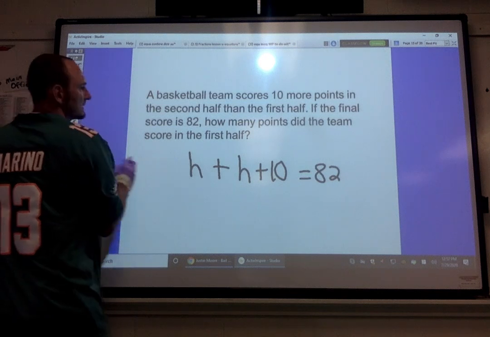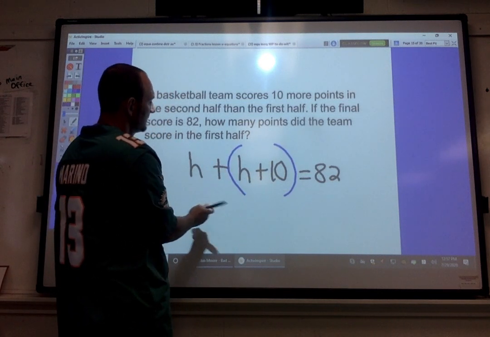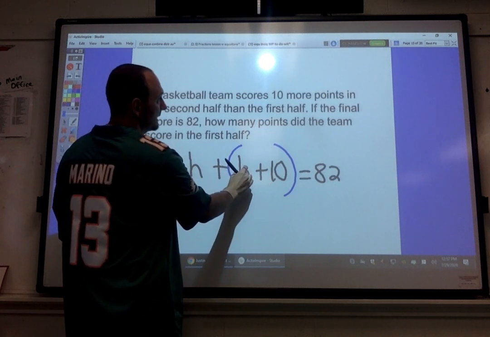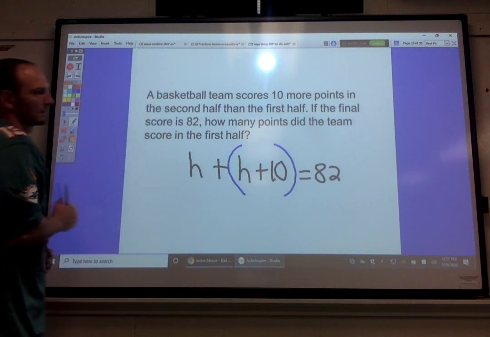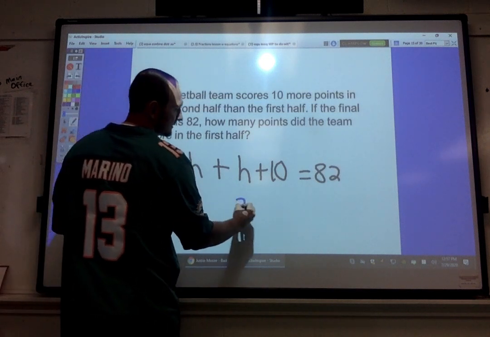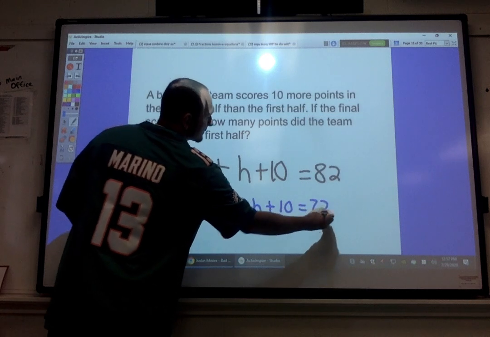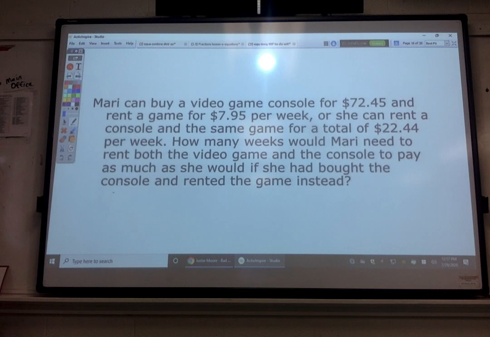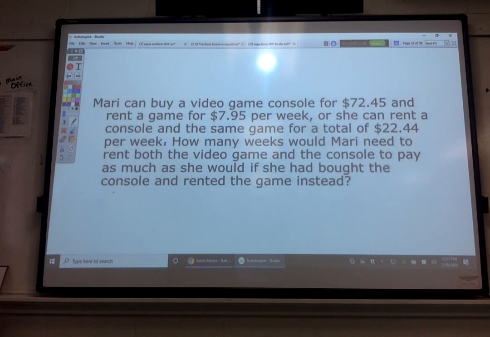So I'm going to parentheses this. This part right here is your second half. The first half is what we don't know. But we know in the second half we had what we had in the first, but 10 more. Then we can solve it by combining like terms. 2h plus 10 is 72. Subtract, 62 divided by 2, 36 points. This is a pretty long one. We've got a period right here. That's it.